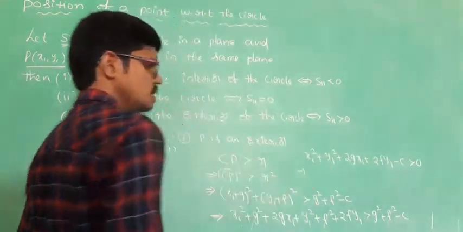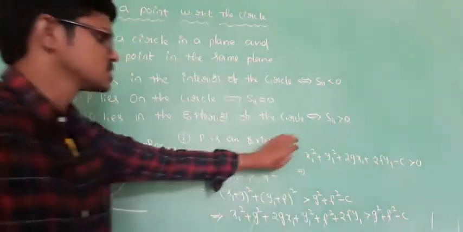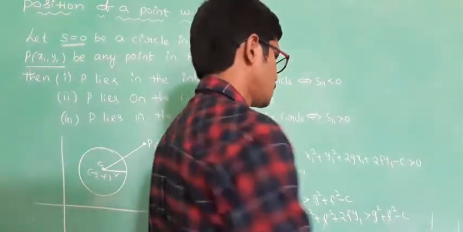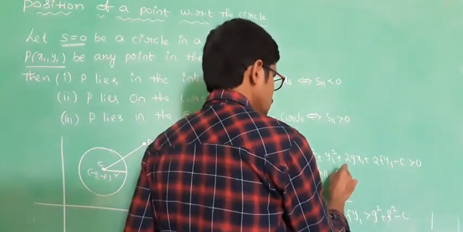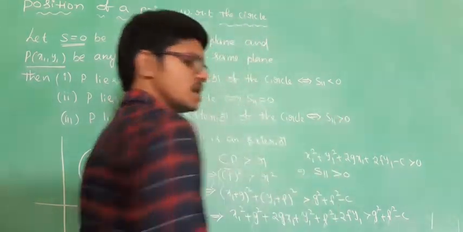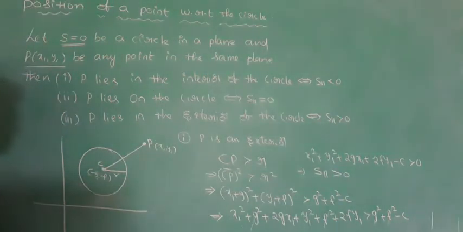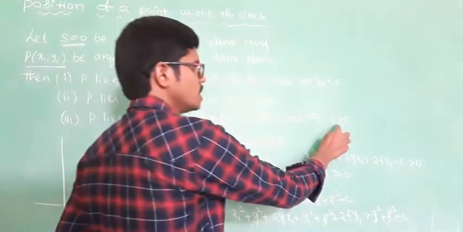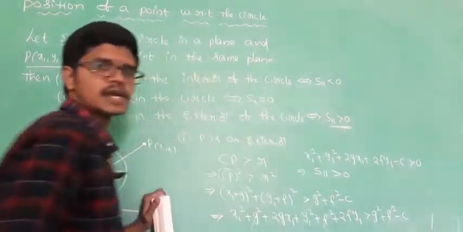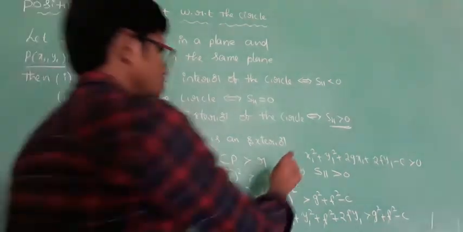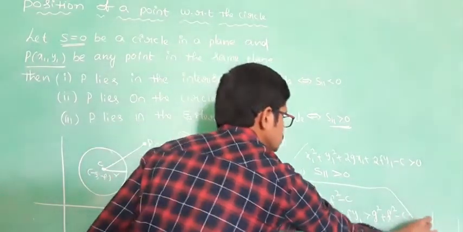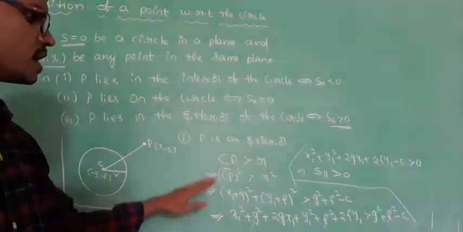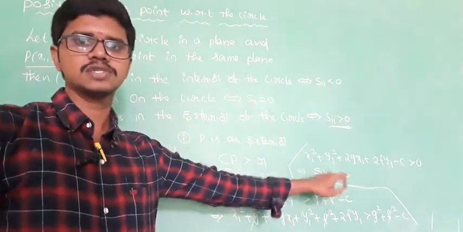So already in notations, what is x1² + y1² + 2gx1 + 2fy1 − c? It represents S11. So S11 is greater than 0. Here, P is an exterior point if and only if S11 is greater than 0. Like this, you have to find the proof.